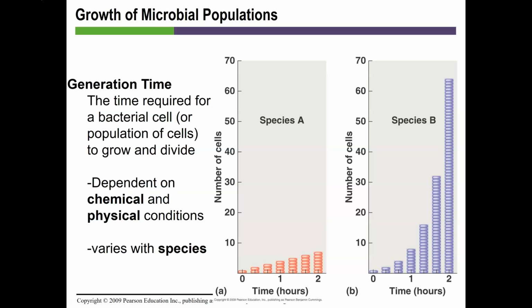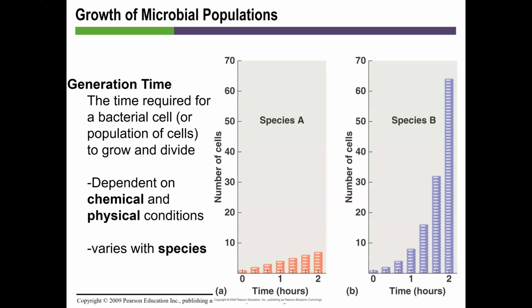Here we're comparing different types of microbes. Microbes do not all grow at the same rate. Generation time is the concept regarding the amount of time required before a particular species will divide. When you examine these two graphs right here, you can see that the first species doesn't grow nearly as much in the 2-hour time frame as the second species.